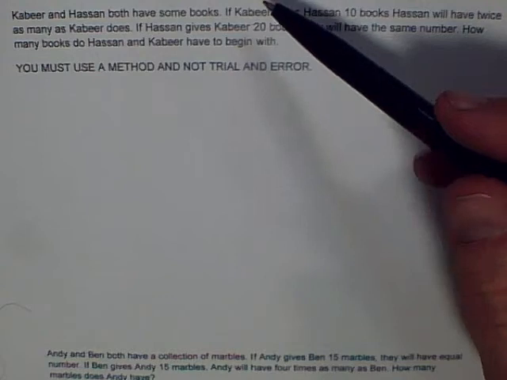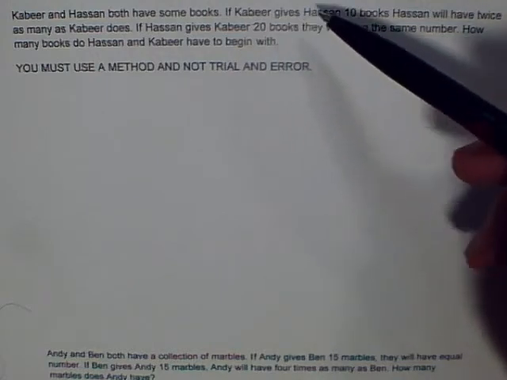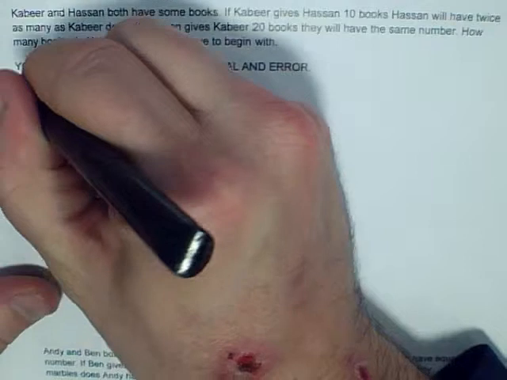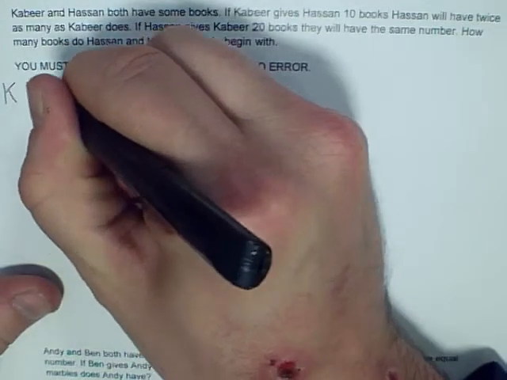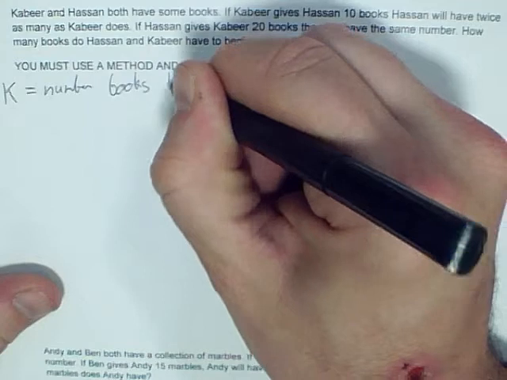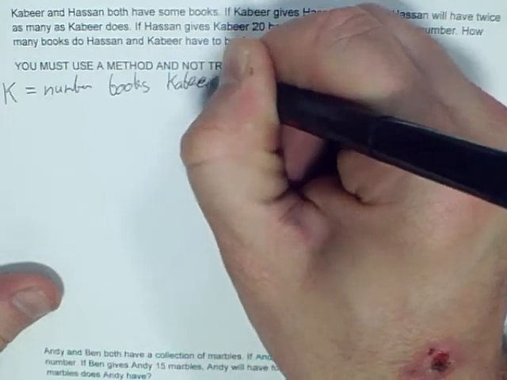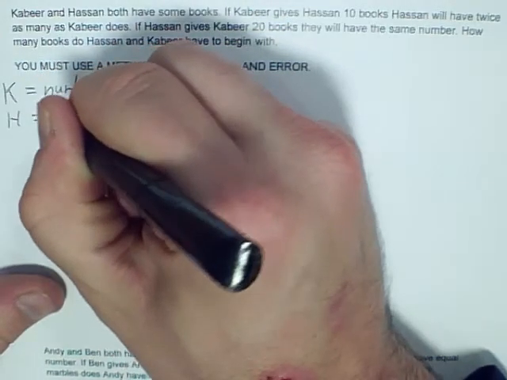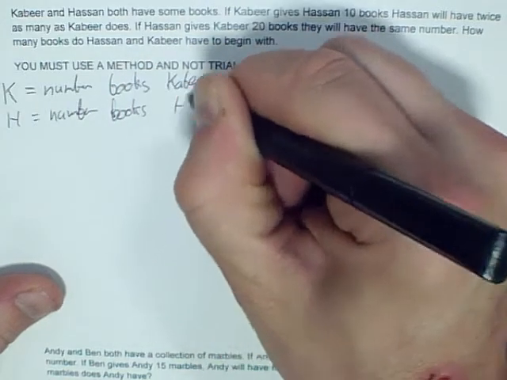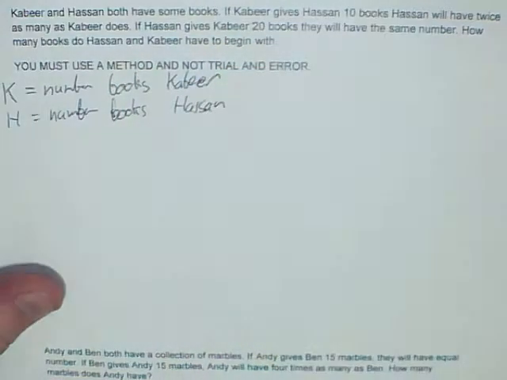Okay. Right, let's start at the beginning. They've both got some books. If Kabir gives Hassan 10 books, so that'd be Kabir. I'm going to say K is the number of books Kabir has, and I may as well make H the number of books Hassan has. Okay, so let's start here.